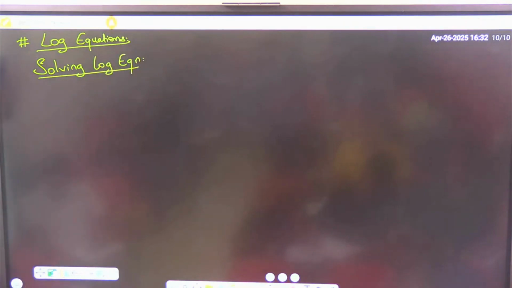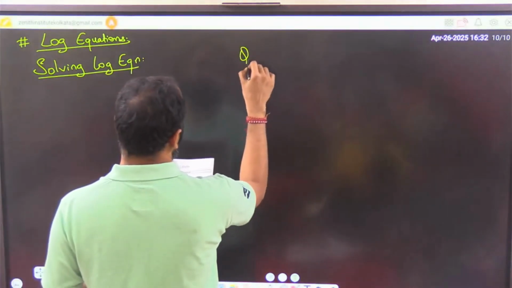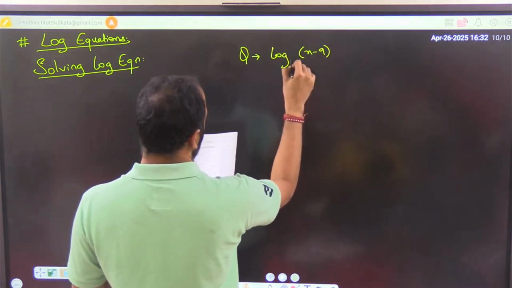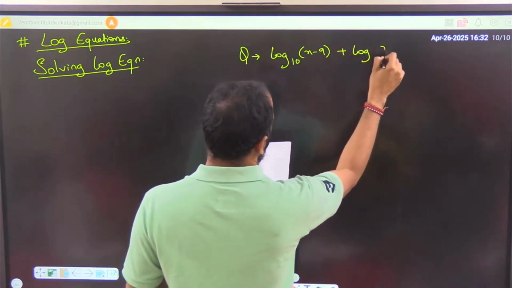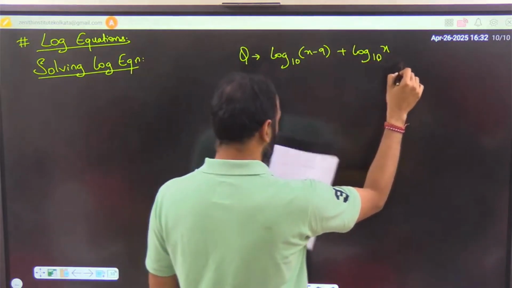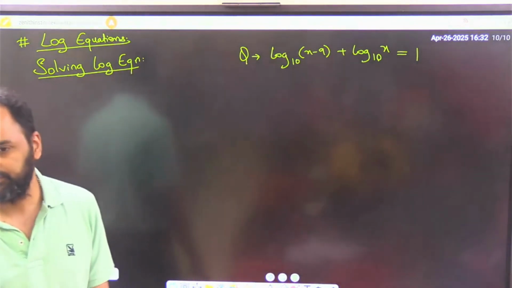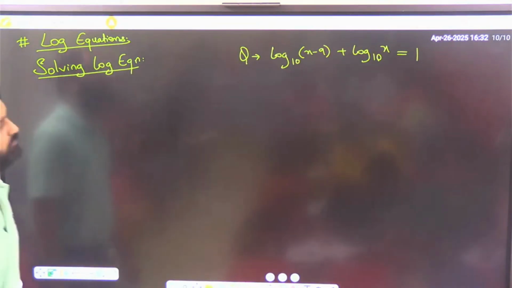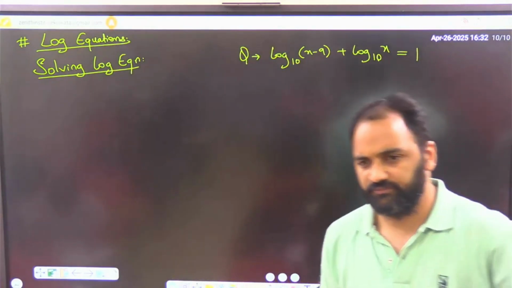Solving log equations. We'll do this with the help of an example. Suppose we have a question given in this way: log of (x minus 9) to the base 10 plus log of x to the base 10 is equal to 1. Solve for x.